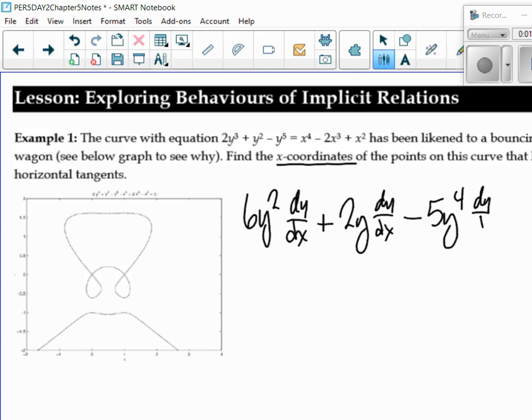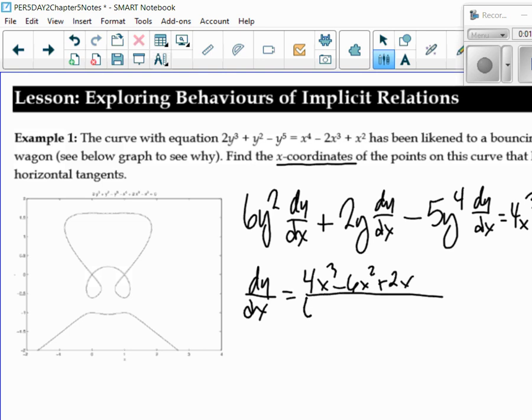Yeah, dy dx equals 4x cubed minus 6x squared plus 2x. Everybody good? Okay, can I state what dy dx equals in one step? Okay, so that's going to be 4x cubed minus 6x squared plus 2x all over 6y squared plus 2y minus 5y to the power 4. And so where is the horizontal tangent going to be located? Where the derivative equals 0. So how do we solve that?